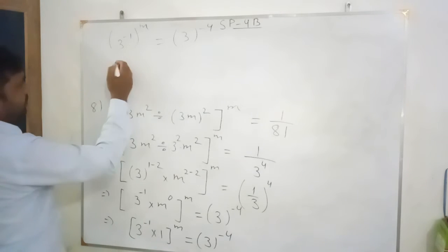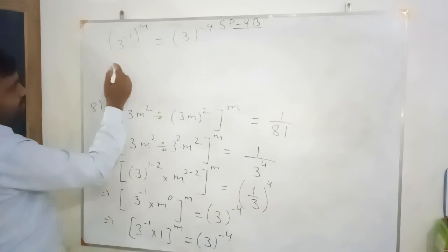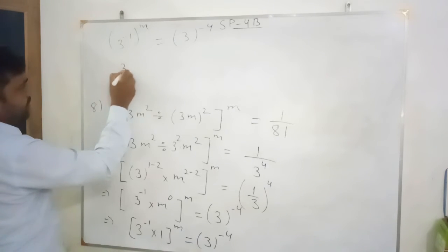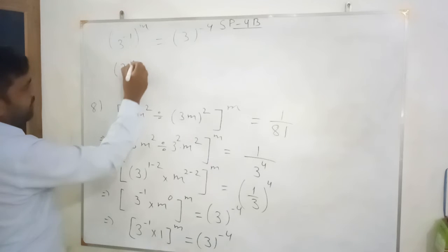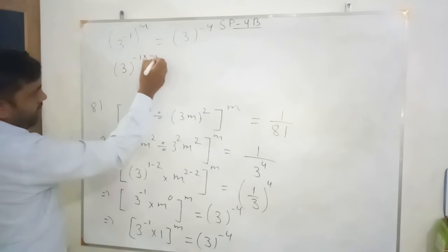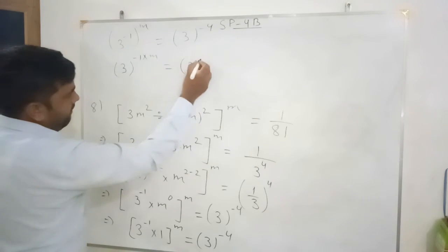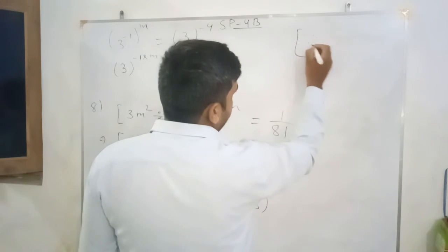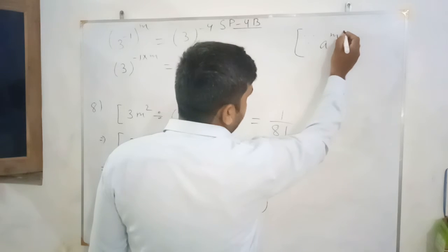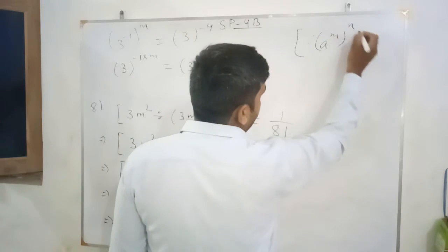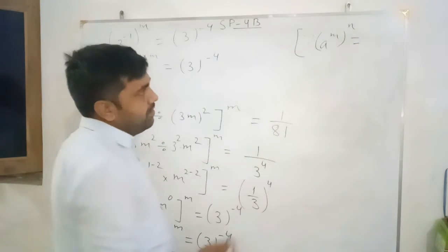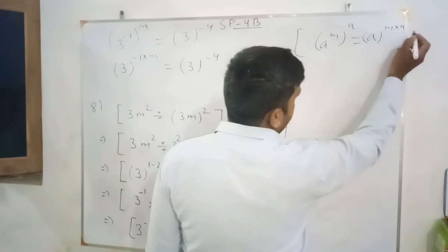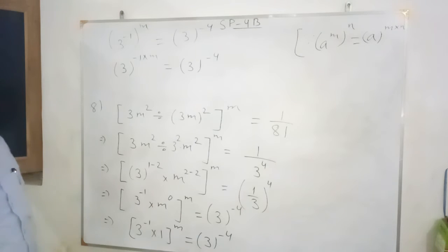Now apply the power law. Here this base is also an exponent, so the power is raised over the index. Take the base common and multiply the power, that is minus 1 into m equals 3 to the power minus 4. Here we have used the power law: if any base has power m and another power n is raised over the same base, take the base common and multiply the powers, that is m into n. This is the power law of the exponent.